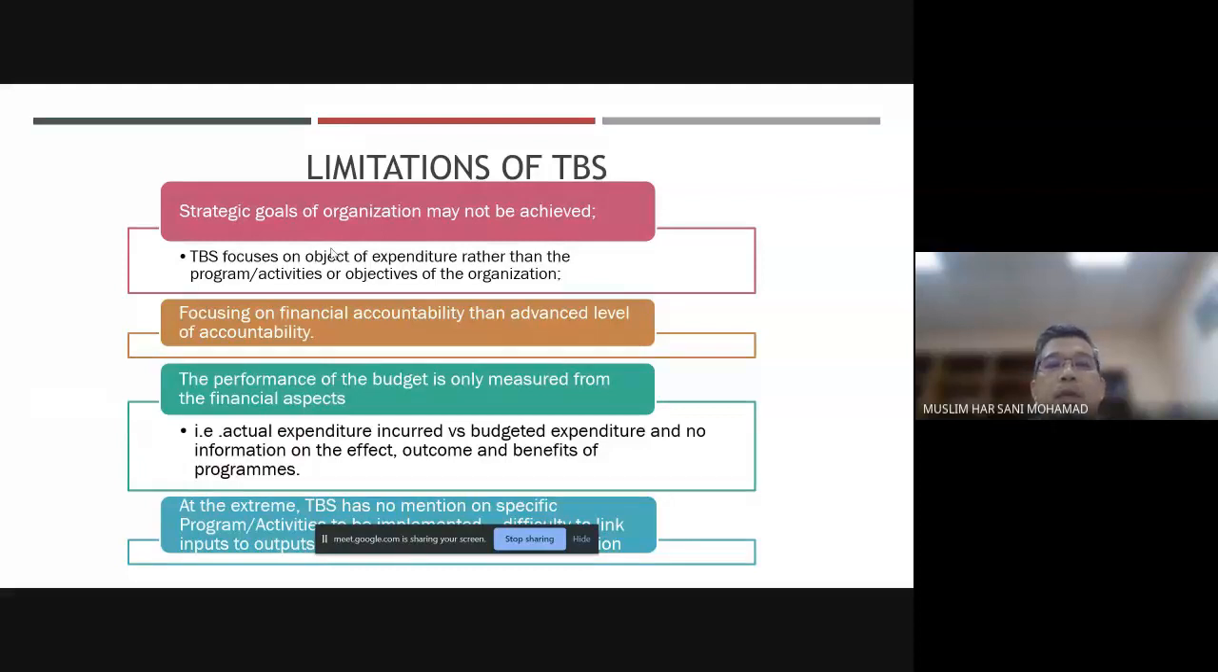And at the extreme, the traditional base has no mention of specific program activities to be implemented. It's just focusing on inputs, line item budgeting. So how much salary, how much assets to be spent.